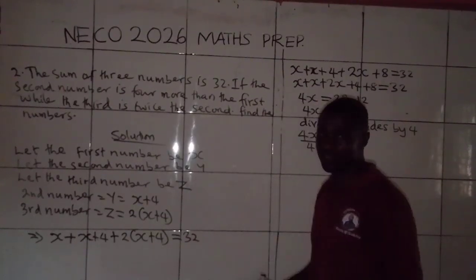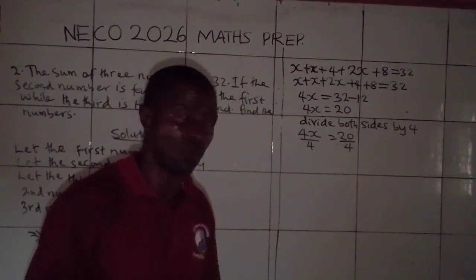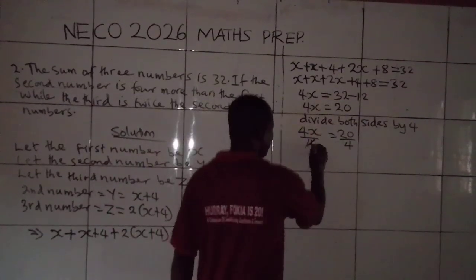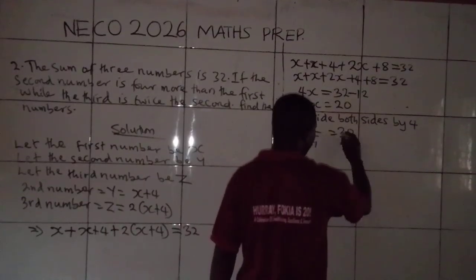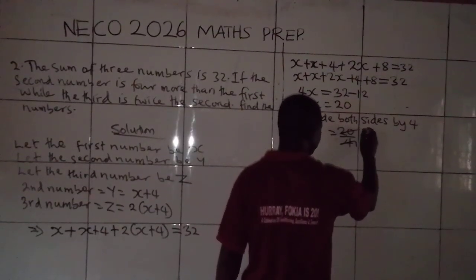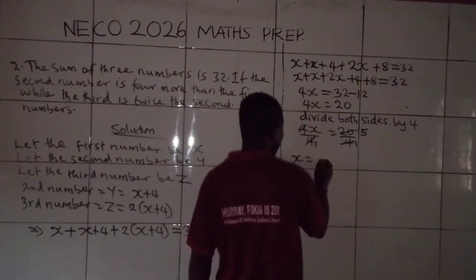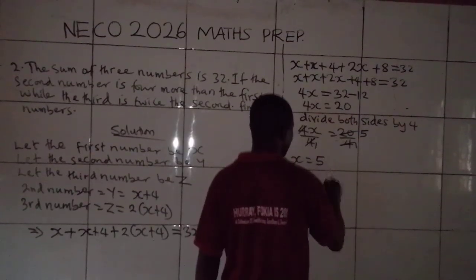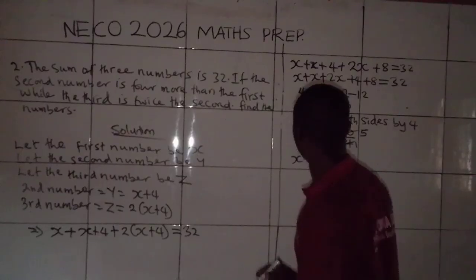Why are we dividing by 4? We are dividing by 4 because 4 is the coefficient of x. So 4 into 4x is x, and 4 into 20 is equals to 5. So we now have x is equals to 5. Now, based on the question, find the numbers.